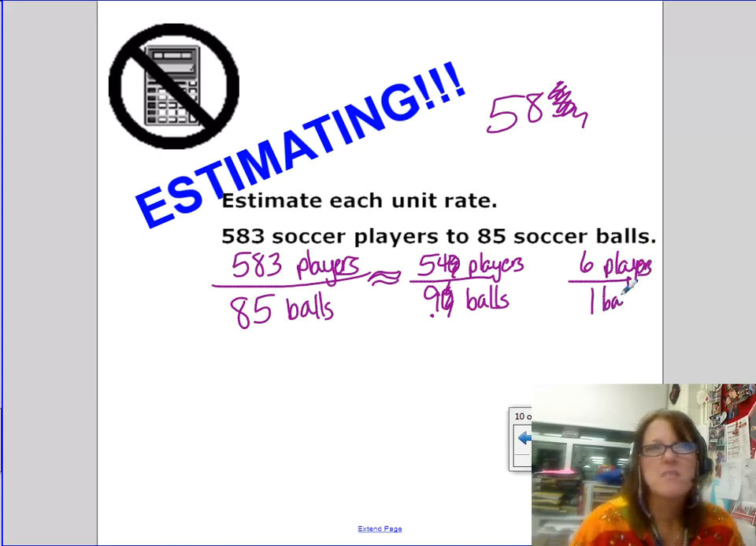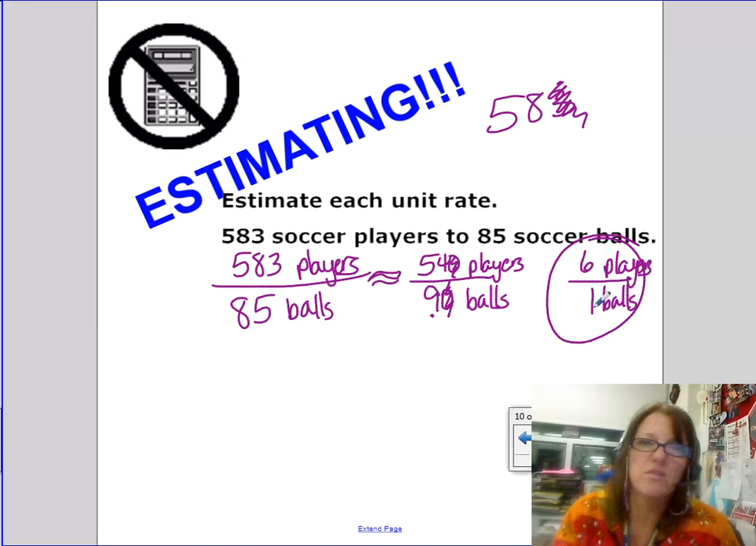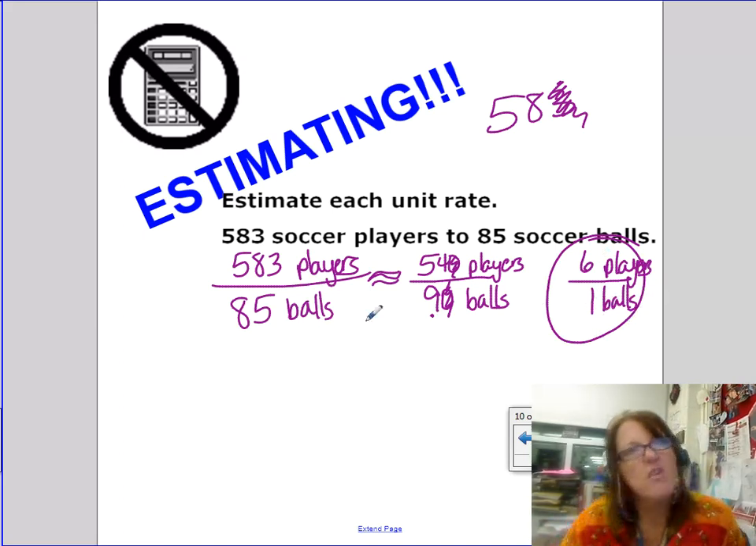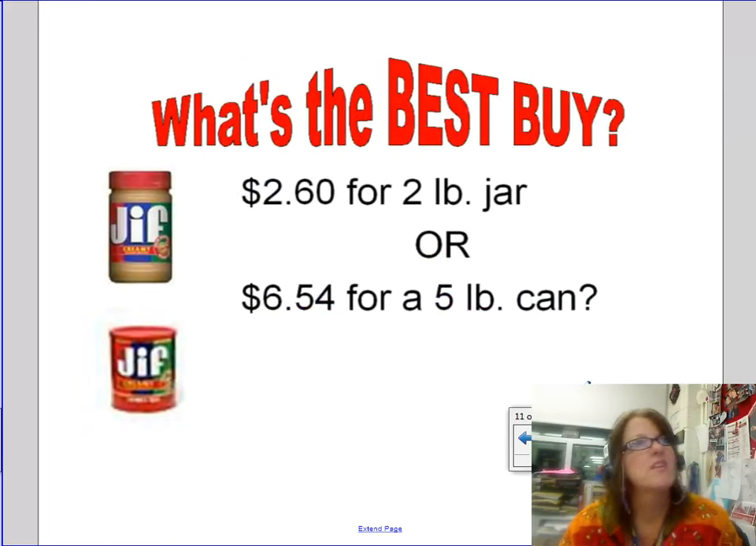Granted, when you're estimating, the whole point is just to get a ballpark figure. It's not going to be exact. It's not going to be perfect, but you don't always want the exact decimal. You're just saying, oh, so we've got about 6 players per soccer ball. Okay. All right. There you go.